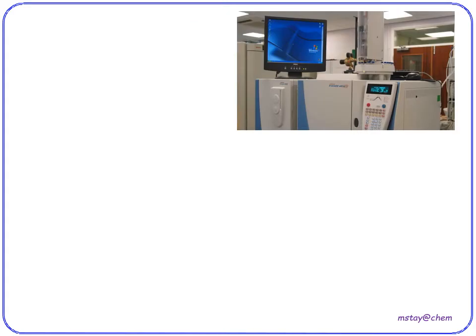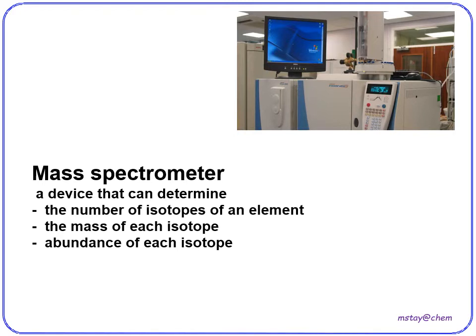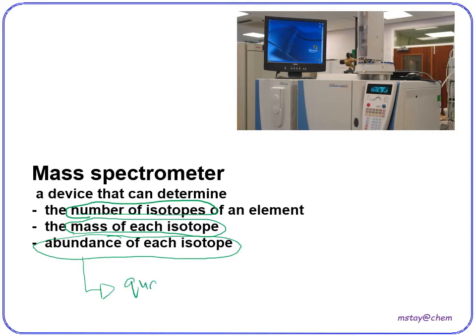Basically, a mass spectrum is the output from a mass spectrometer. This is how the mass spectrometer looks like. What is the function of a mass spectrometer? It is a device that can determine the number of isotopes, the mass of each isotope, and also the abundance of each isotope. A very general and easy-to-understand term quite similar to the meaning of abundance is quantity. That means how many of each isotope.